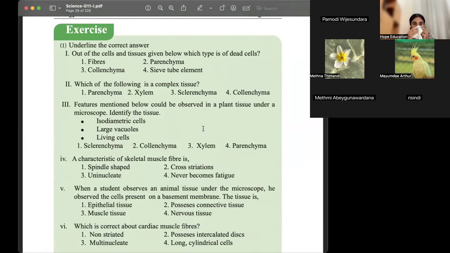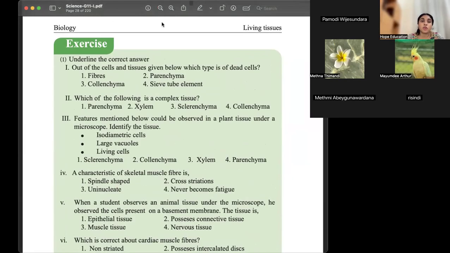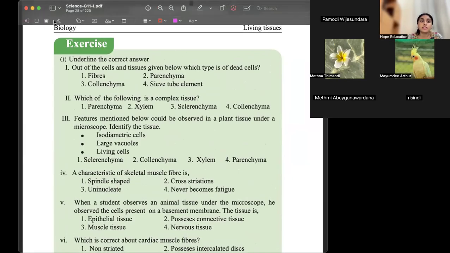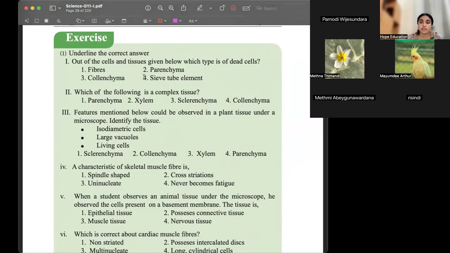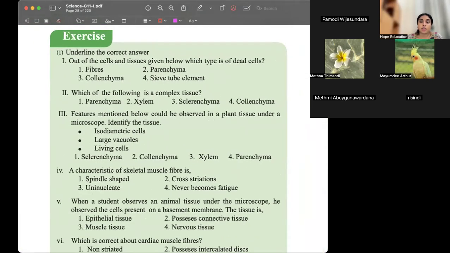So first we have MCQs, right? Out of the cells and tissues given below, which type is of dead cells? There are fibers, parenchyma, collenchyma, and sieve tube element. Okay, I got one answer. I got another answer. Everybody put the answer in the chat box.